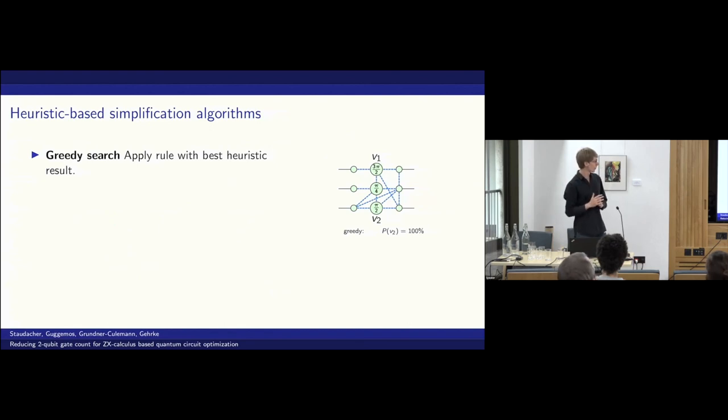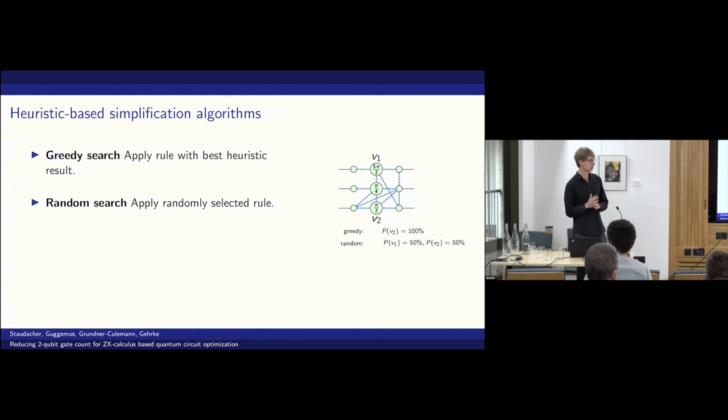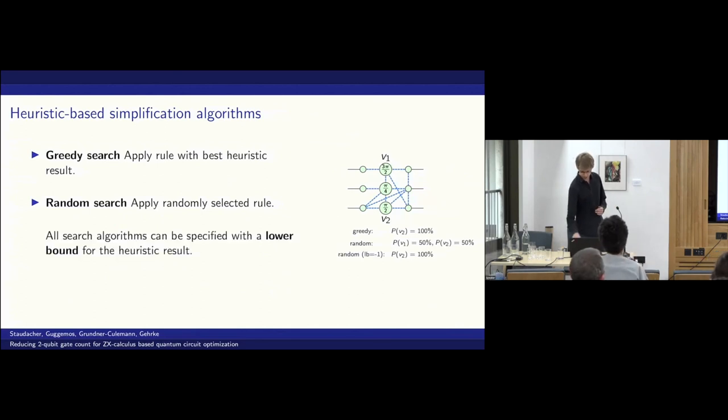Based on this, I implemented various search algorithms where we can sequentially step through the simplification process and apply local complementation or pivoting. The algorithms are very simple. I implemented a greedy search where we always apply the rule with the best heuristic result, and a random search where we simply choose a random rule, but it's not entirely random because we can always specify some kind of lower bound for the heuristic result. In this example on the right, if we apply a random search with a lower bound of -1, we would discard every rule application which increases the diagram by more than 2 Hadamard wires.